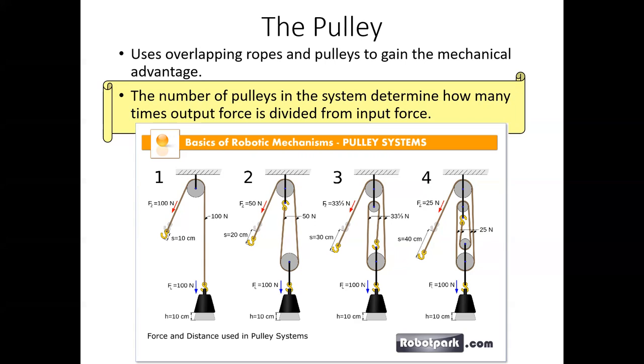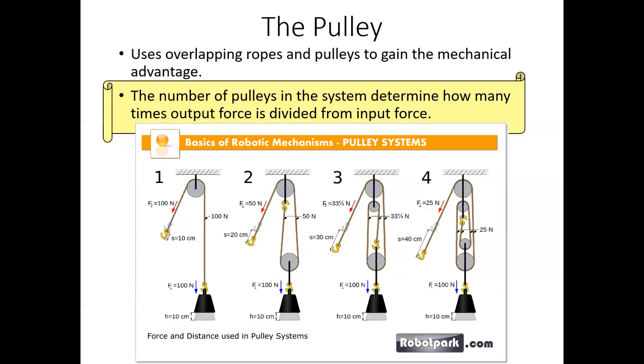So what does that mean though? As I said, work is not created or destroyed. I did not get a free lunch. So I can lift up a 100 Newton bar with 50 newtons of force, but guess what I had to give for that? The 100 Newton bar is only going to be lifted up 10 centimeters, whereas I have to pull 20 centimeters in order to achieve that.